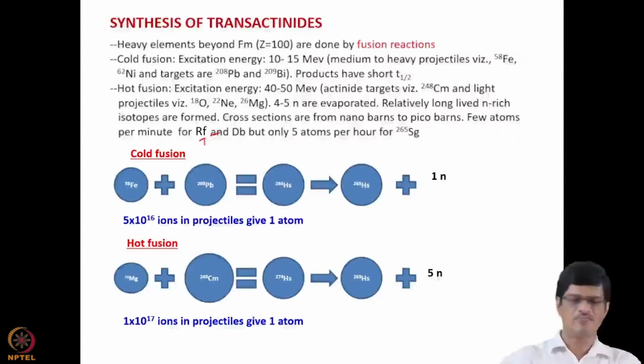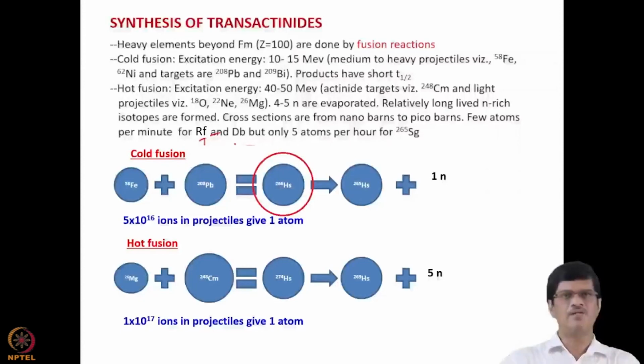So the schematic of this cold fusion and hot fusion is given here, and this is the compound nucleus formed by a given reaction, that is iron 58 and lead 208. You have the fusion, it gives the compound nucleus hassium 266, and it gives out 1 neutron and forms hassium 265. In this case, we need 5 into 10 to the power 16 projectiles on the target to produce only 1 atom. In case of the hot fusion, we have curium 248 as the target, and the projectile is magnesium 26 as given here.